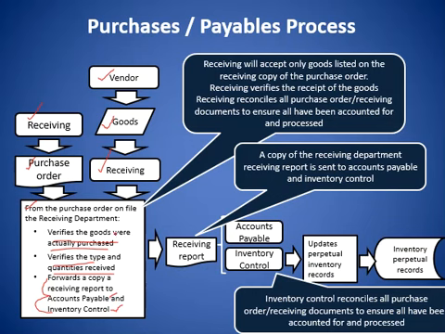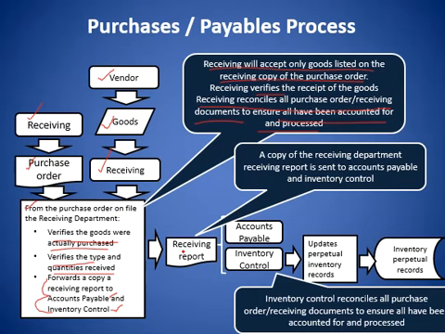The other thing I also want to mention is, again, receiving will only accept those goods listed on the receiving copy of the purchase orders I talked about before. Receiving verifies the receipt of the goods, and then receiving will also reconcile all the purchase order receiving documents, again, which are pre-numbered, to ensure all have been accounted for and processed. So the only documents that go through receiving are authentic documents, and no document is going to be missing.